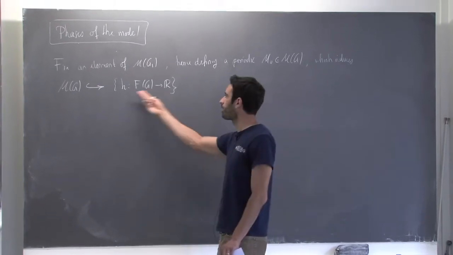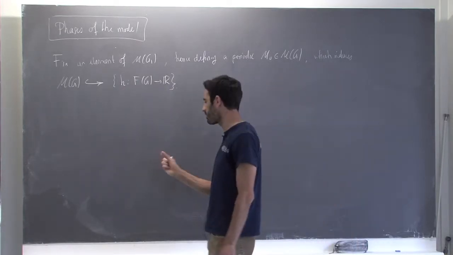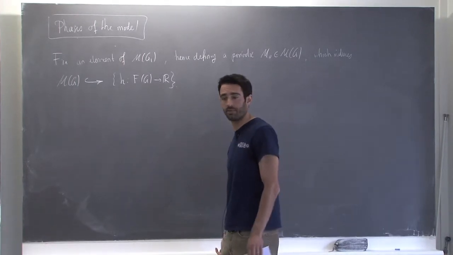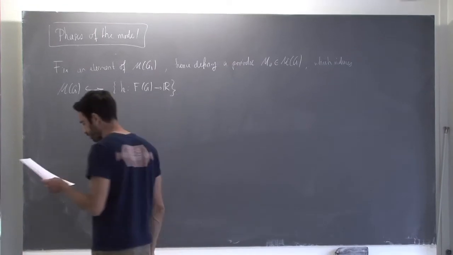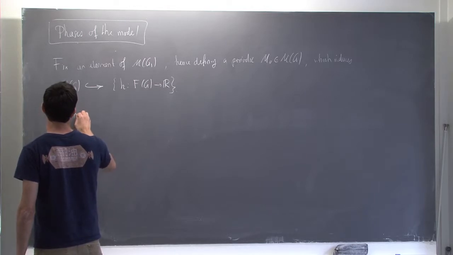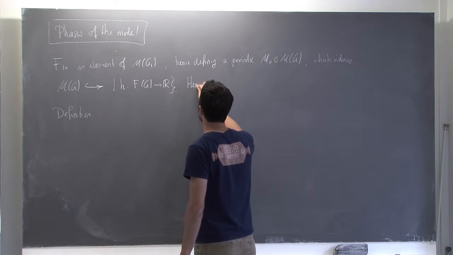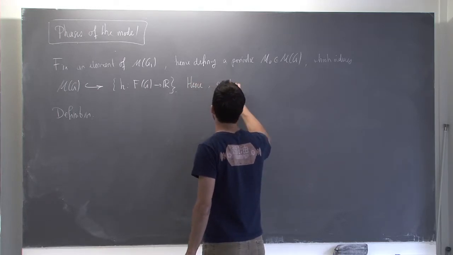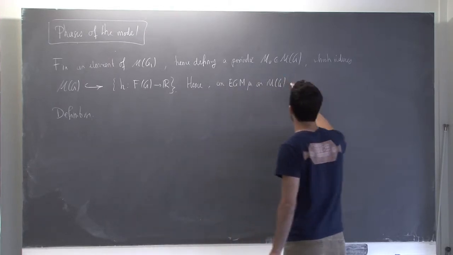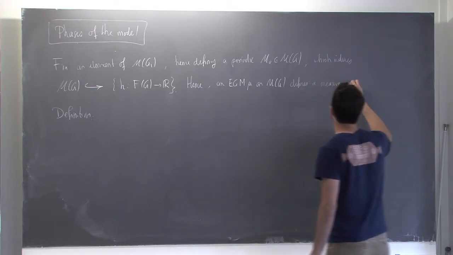Okay, and I wanted to fix also the value of h on a face, but what we're going to do is only consider differences of height functions. So we don't need to fix a value on a face. That's fine. Okay, so here's the definition. Maybe just say here, hence an ergodic Gibbs measure mu on M of G defines a measure on height functions.